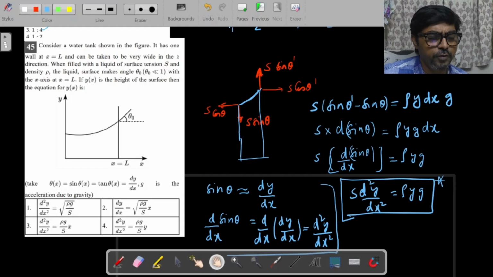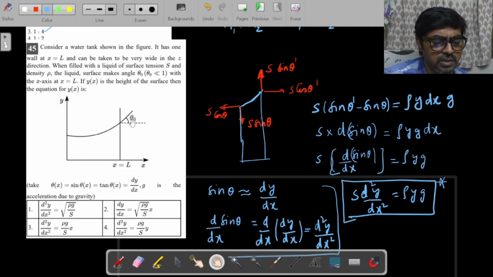When filled with the liquid of surface tension S and density rho, the liquid surface makes an angle theta naught, which is very, very small. You see, small angles only they are asking about, with x axis. We can see that with x axis it is making 30 degrees, theta naught, at x is equal to L. If y of x is the height of the surface, then the equation for y of x is. So, that is what he has asked.